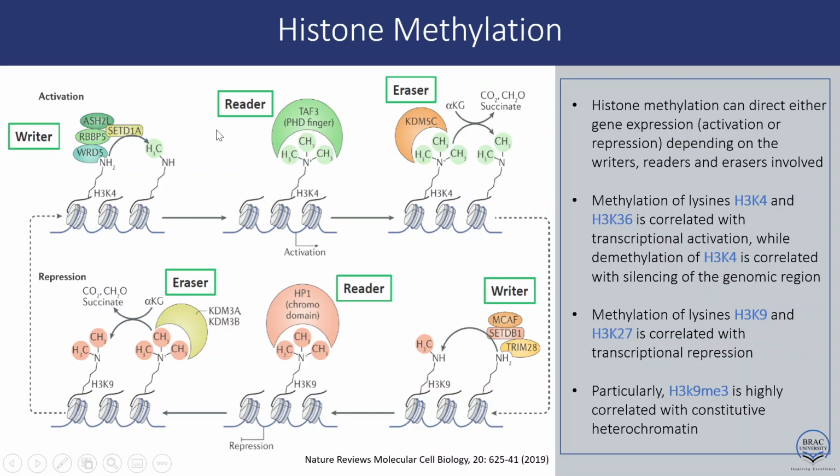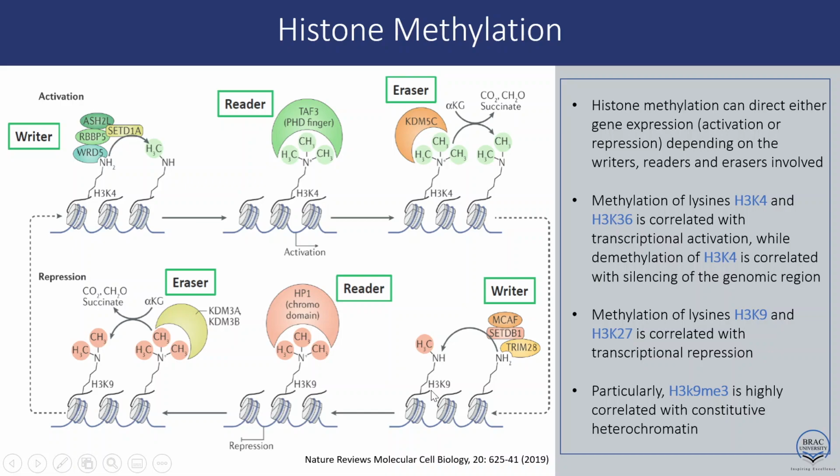So this upper example is an activation mechanism. That means this change is activating gene expression. So depending on the location of the histone and the side chain of the histone, this methylation is activating certain genes. On the other hand, if you follow this lower example, it is the same example, but the location is different. The side chain location is different.